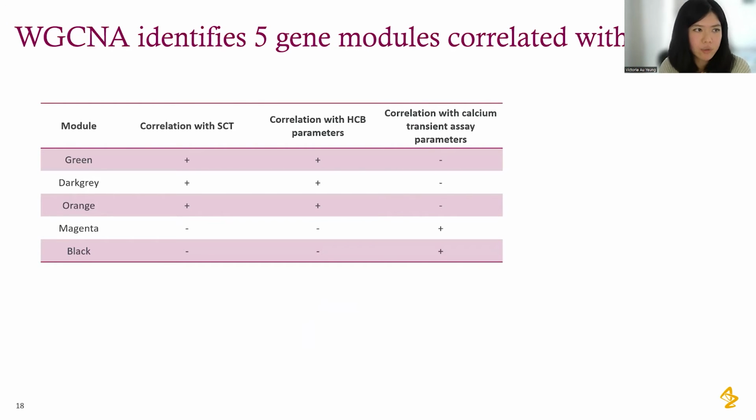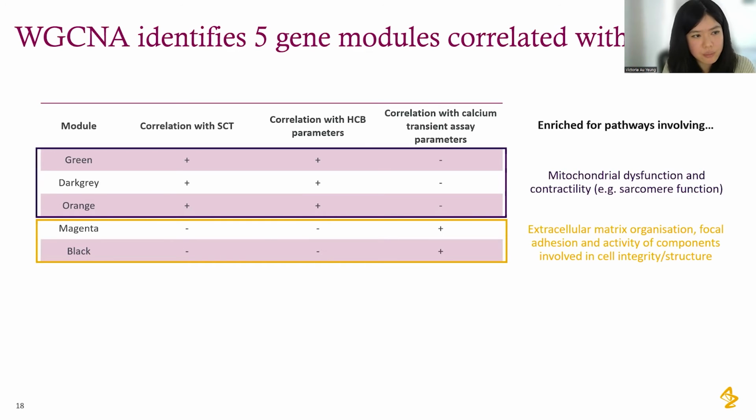So in our analysis for WGCNA, we identified 23 different modules altogether in the data set, but only 5 of these were correlated with SCT. WGCNA assigns different color names to each of the modules, so that's why you see color names in the module column in this table. But across these modules, there are 2 different patterns of correlation. The first cluster of modules we see are with the green, dark gray, and orange modules.